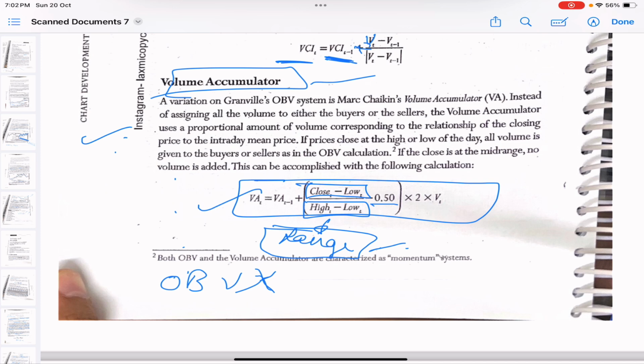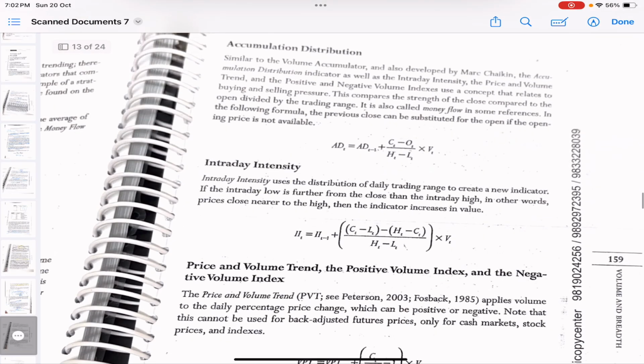That's the way you're supposed to learn the formulas. You need to learn the formulas in such a way that you will be able to answer the MCQs.